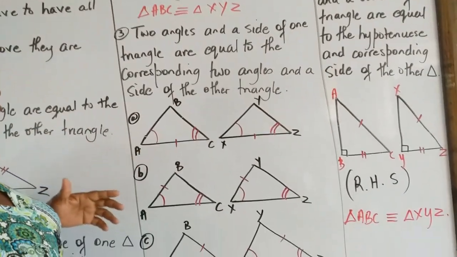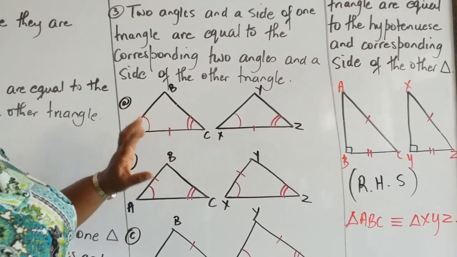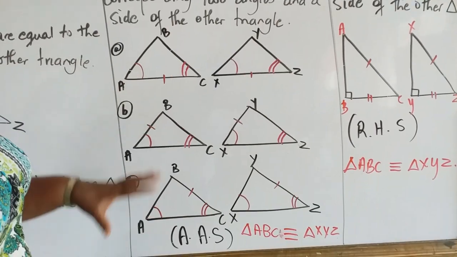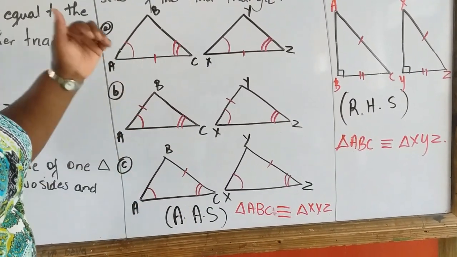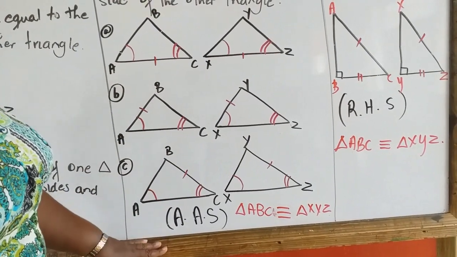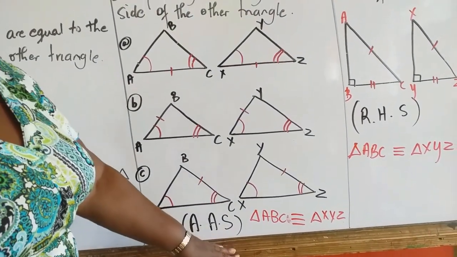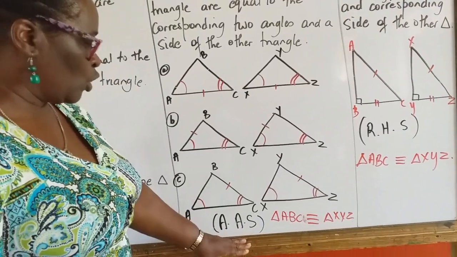We also have where you are given 2 angles on any side. You notice on the diagram that you have there, the sides can be anywhere, but you must have 2 angles on a side, and that is angle, angle, side. So once you have proven that, that is how you would write it.